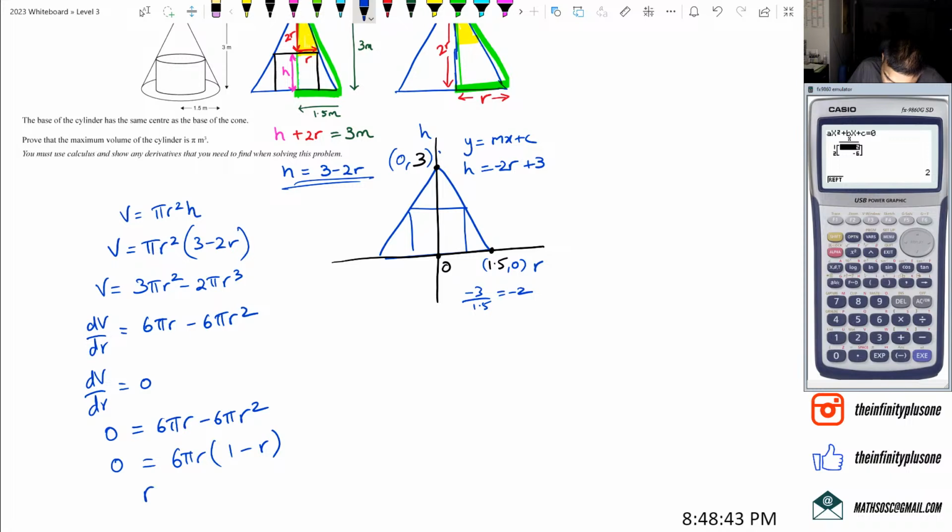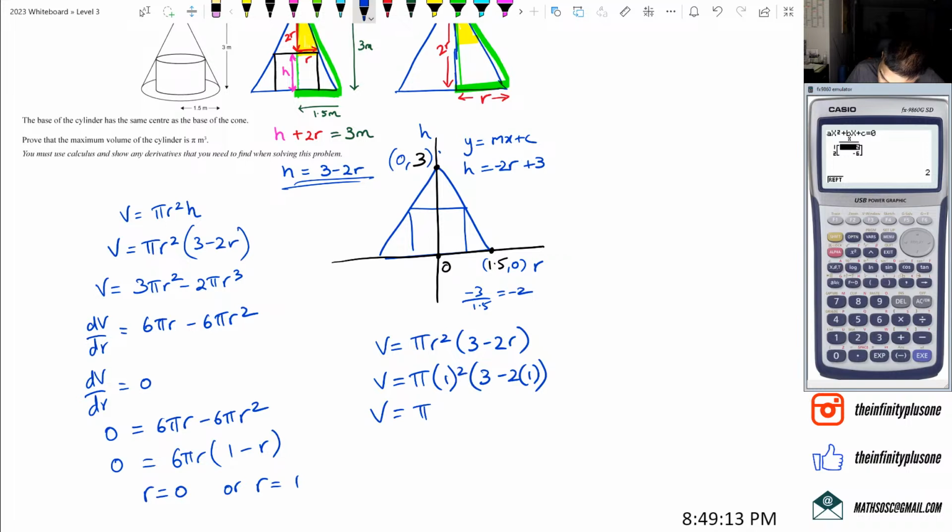From here, I can say that r is equal to 0 or r is equal to 1. Now, obviously, r is equal to 1. So I'm going to put it into the volume equation, which is pi r squared times (3 minus 2r). Volume is equal to pi times 1 squared times (3 minus 2 times 1). So I end up with volume is equal to pi times 1 times 1. So volume is equal to pi.